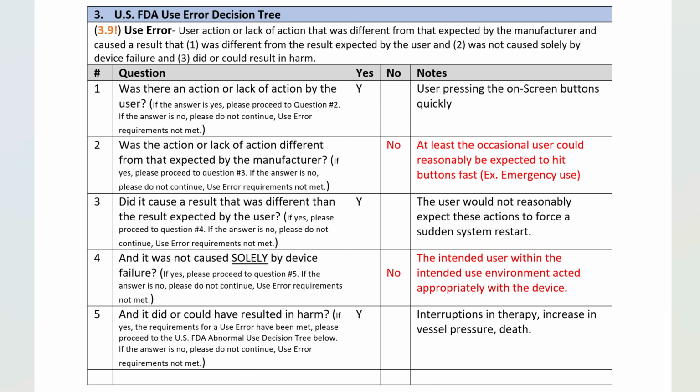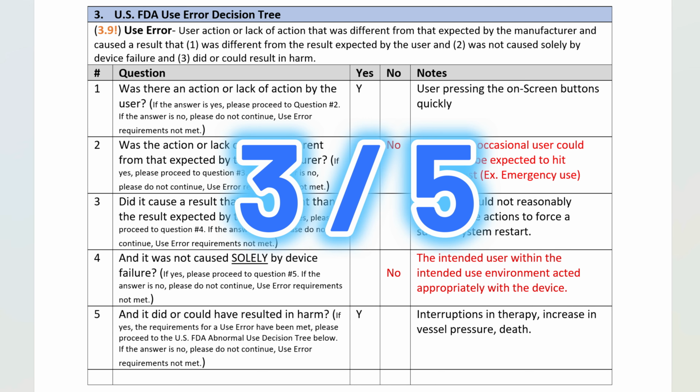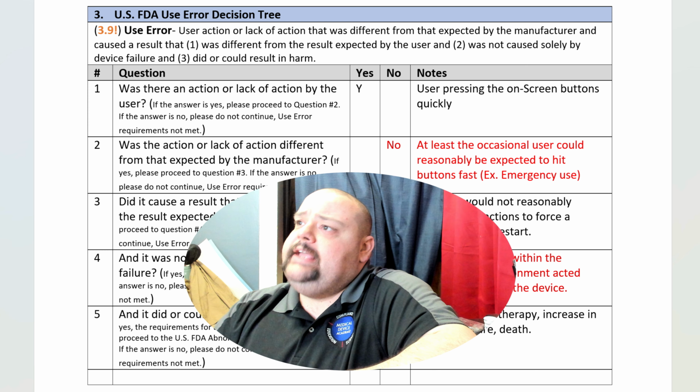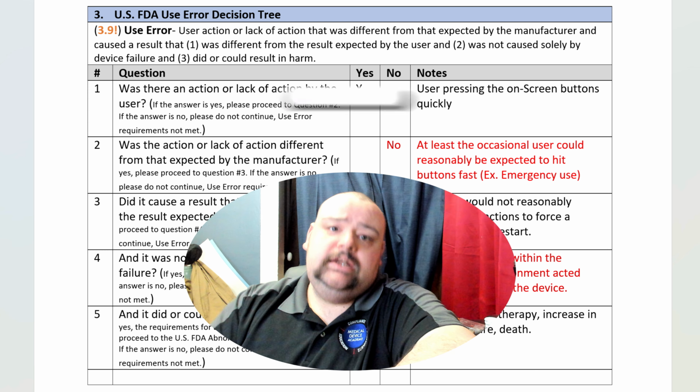Which on our decision tree, we have a final score of 3 out of 5. In order to call this a use error, we need to be able to confidently say yes to all 5. So with the score of 3 out of 5, we're going to have to say this was related to human factors, but not specifically itself a use error. So thank you, come again, not guilty.